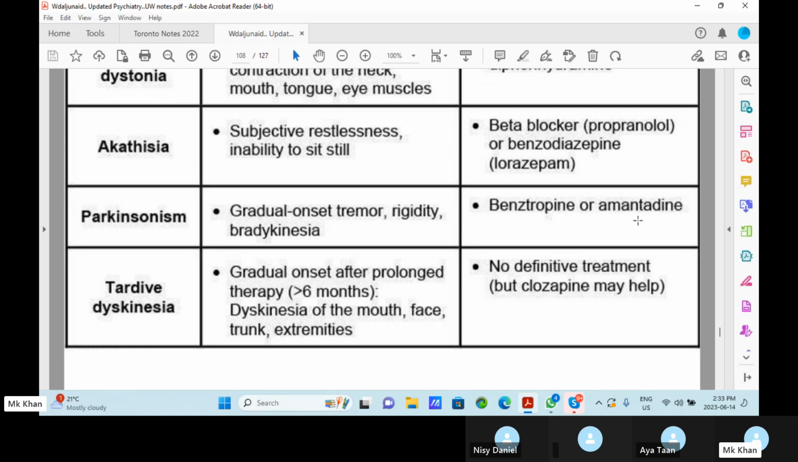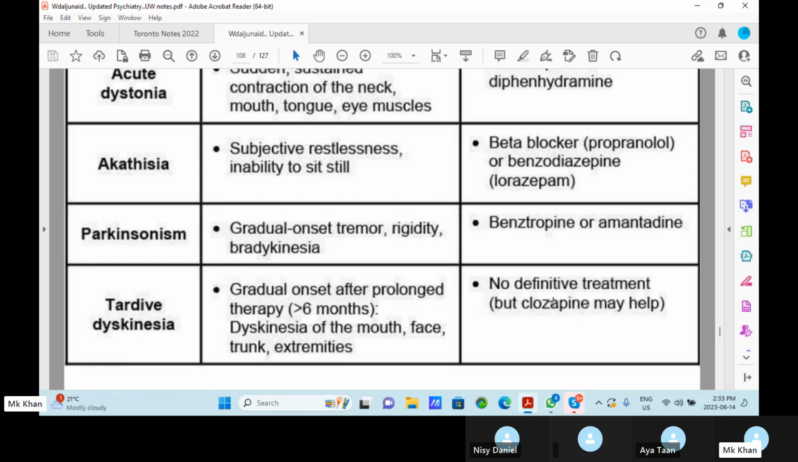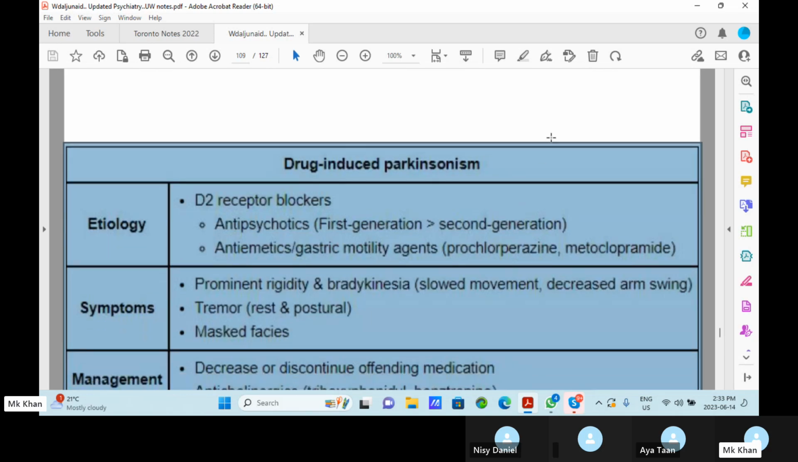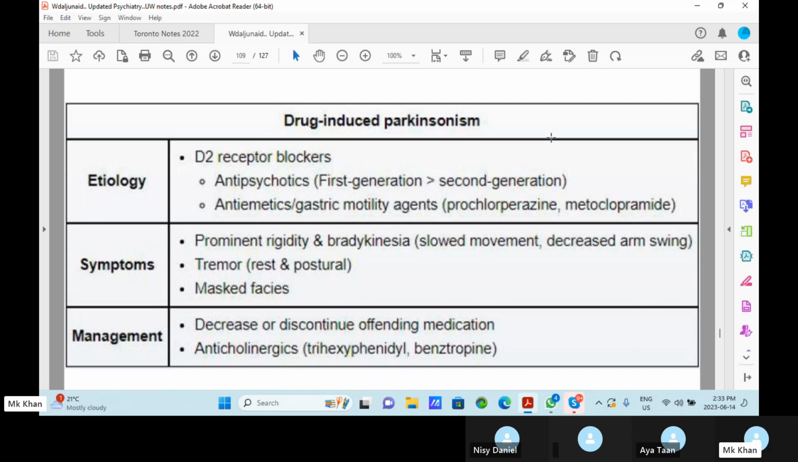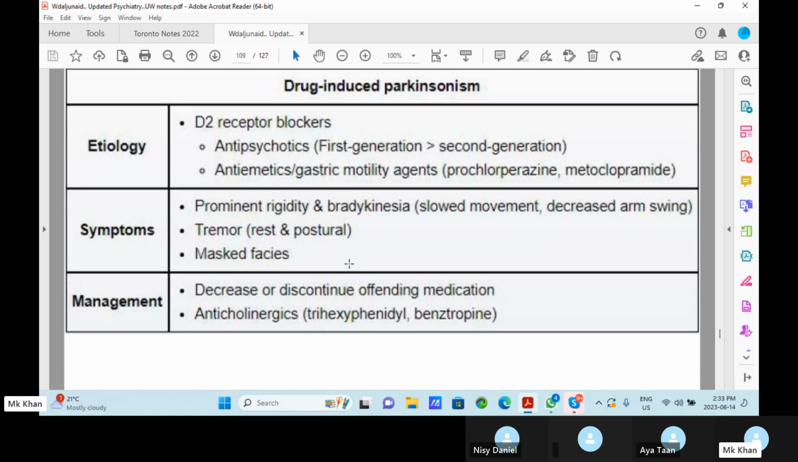Parkinsonism, it is also benztropine and amantadine, and in tardive dyskinesia they are giving clozapine, and the other one that was written there was valbenazine, I think. So this is just drug-induced Parkinsonism that is caused by antipsychotics or antiemetics, and there is prominent rigidity and bradykinesia, tremor, mask facies, like as in Parkinson's.